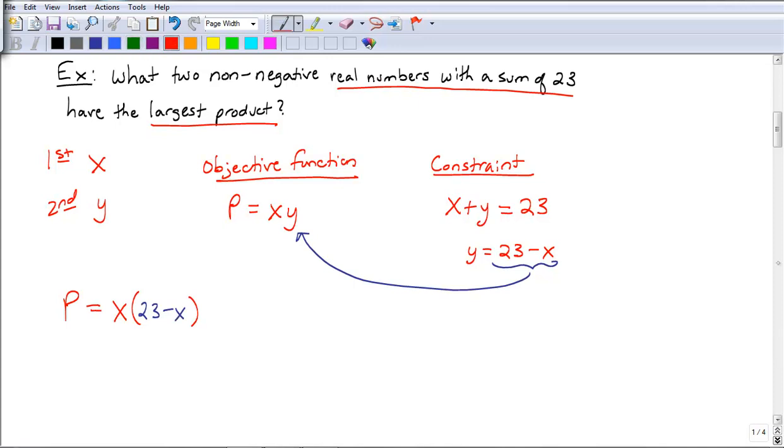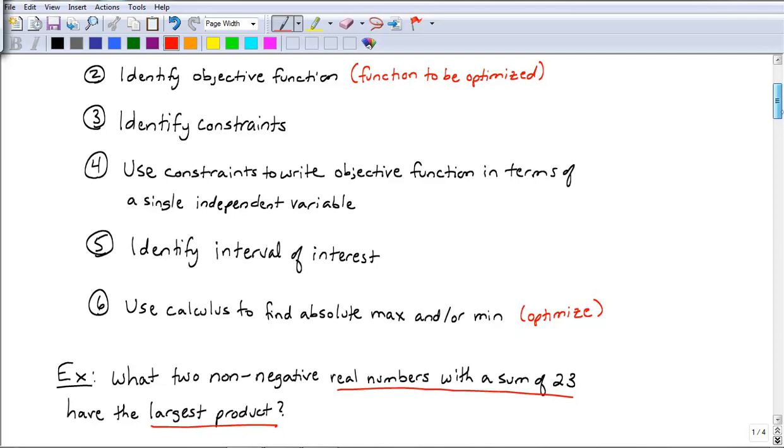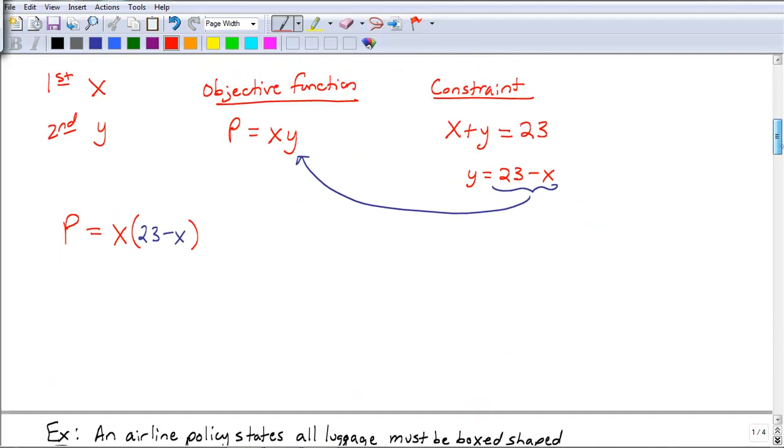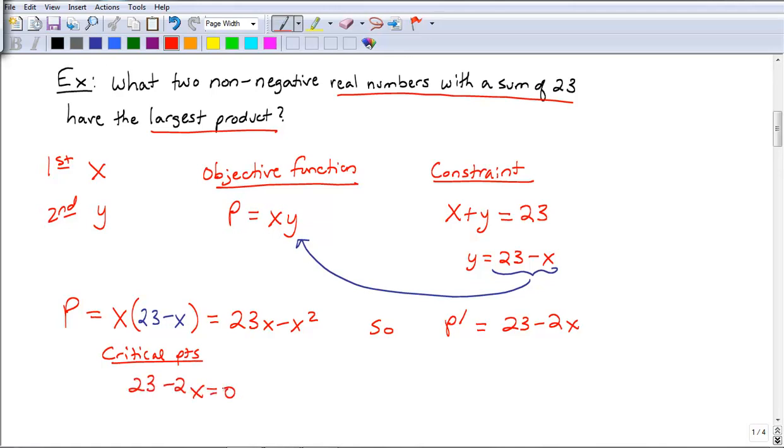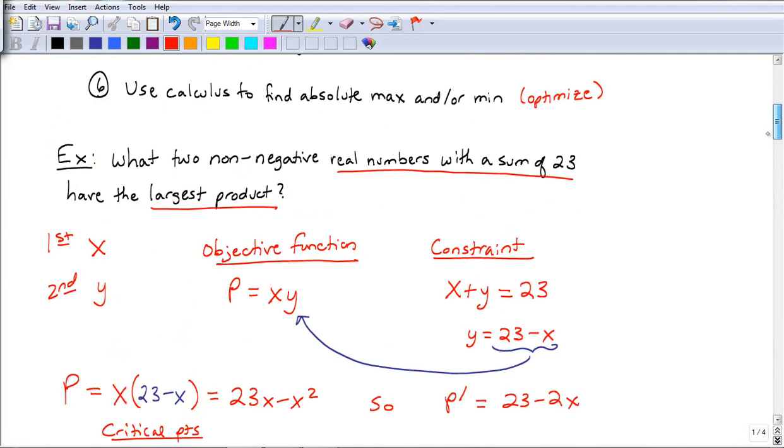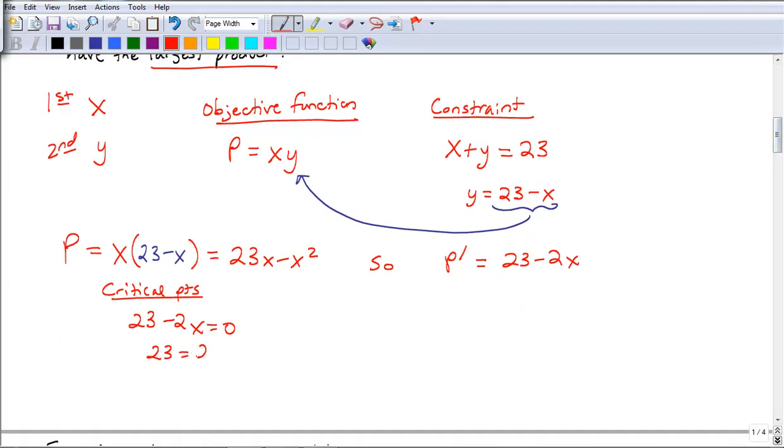And that's what they mean with step, I think it's 4: use the constraints to write the objective function in terms of a single independent variable. I got rid of one of those letters by solving the constraint for one and plugging it in. And so I end up with P is 23x minus x squared. Now that's what I want to optimize. So I take the derivative of that, and I get 23 minus 2x. Well, that's defined everywhere. So to find my critical point, I take 23 minus 2x, and I set it equal to 0. 23 is 2x. So 23 over 2 is x.